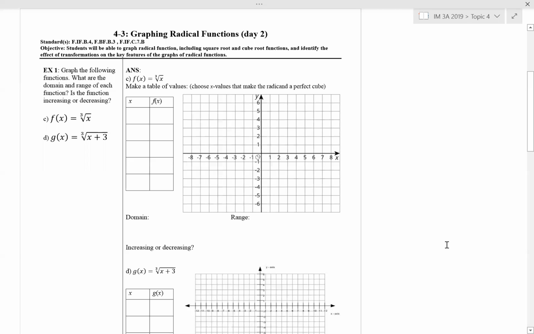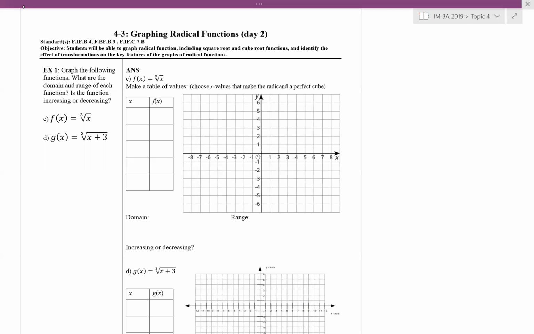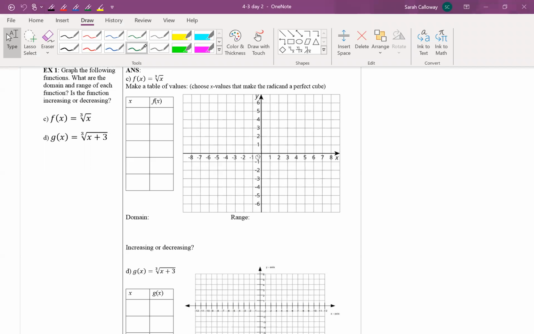In this video, we're going to graph cube root functions. So we're going to start with the parent function, just like we did with square roots, and then we'll talk about some patterns. So for a cube root function, we're looking for perfect cubes. So remember that with a cube root, I can use negative numbers.